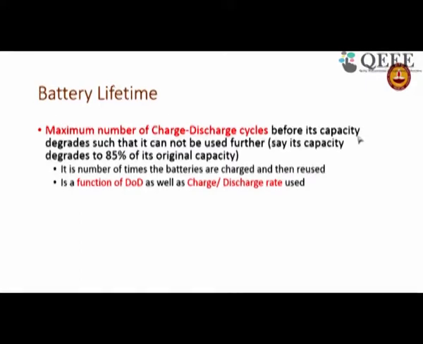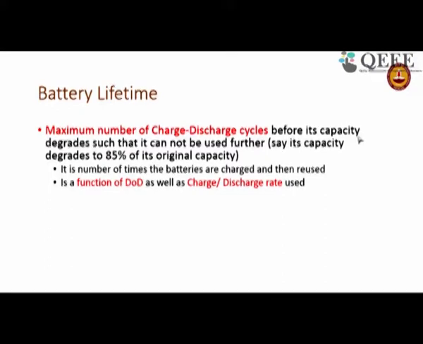I have to keep on remembering. Now I can't go beyond 85 kilometers. After some time, I may not be able to go more than 70 kilometers. I'll better replace the battery, because for me 100 kilometers was important. So it is a number of charge discharge cycles. Now, number of charge discharge cycles lifetime is a function of two parameters.